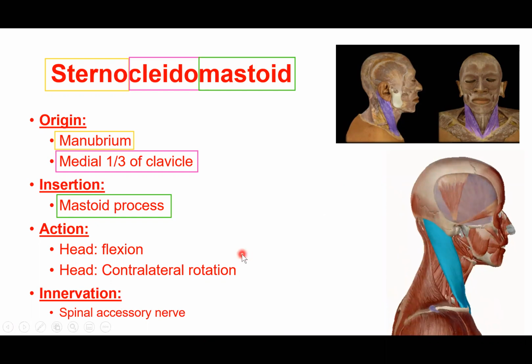Finally, as far as action goes, sternocleidomastoid is going to flex the head. Okay, so head flexion, just draw that in. So it's going to flex the head. So we're going to look this way. And it also does contralateral rotation. Okay, contralateral. What does that mean? Contralateral means opposite side.